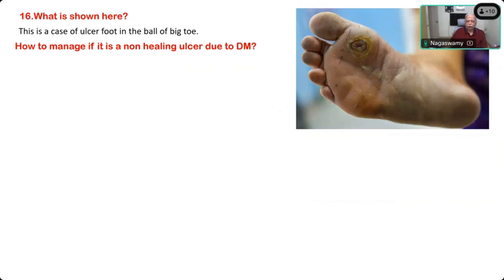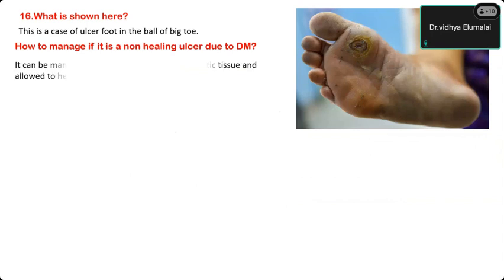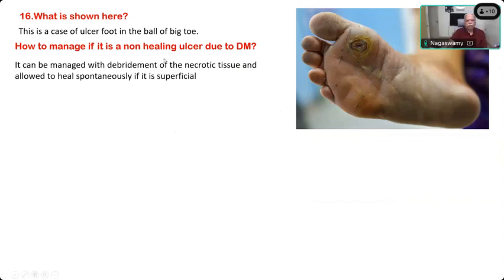But in a short case scenario, if they have to say whether it is a diabetic patient or not, here they give you the history that it is a non-healing ulcer in a patient with diabetes mellitus. So how do you manage this? Sir, glycemic control and debridement. It can be managed with debridement of necrotic tissue, allowed to heal spontaneously if it is superficial. So how do you know whether it is superficial or not?